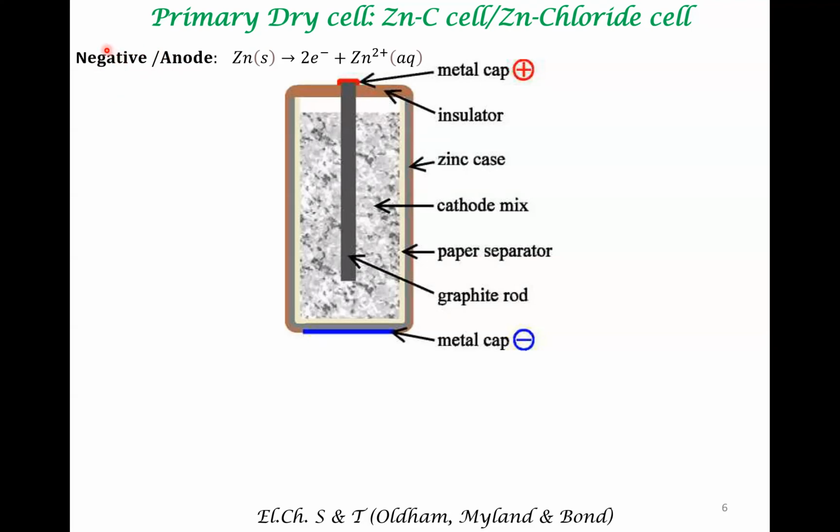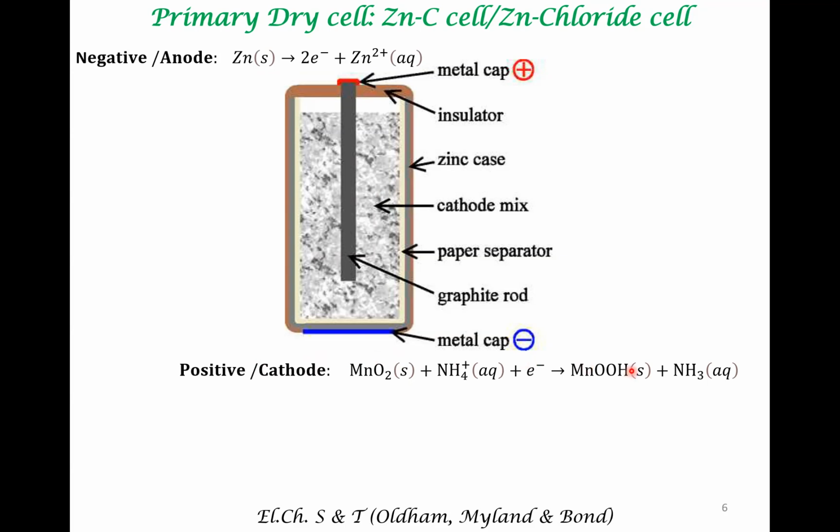When you say negative electrode, it gives you a pointer to the direction of the conventional current. And once you know the conventional current, the direction of the electronic current is opposite to that of the conventional current. So this is the reaction that occurs at the anode or the negative electrode. At the cathode, you have this reaction.